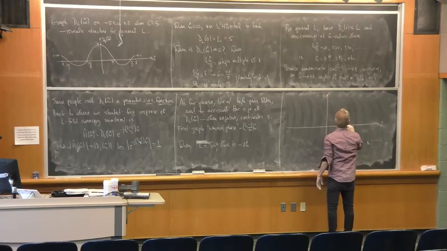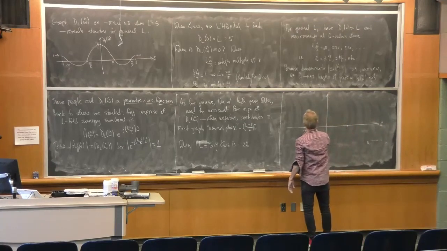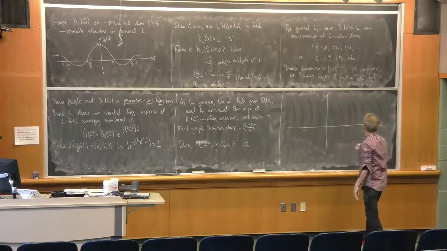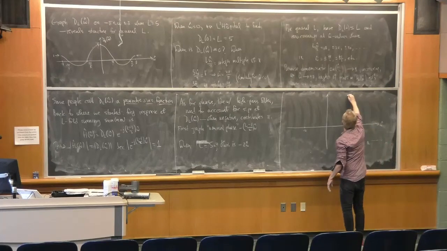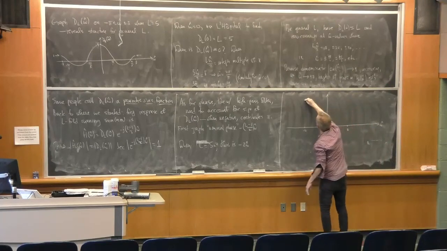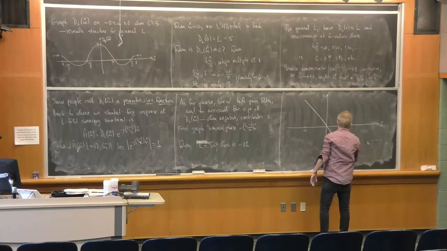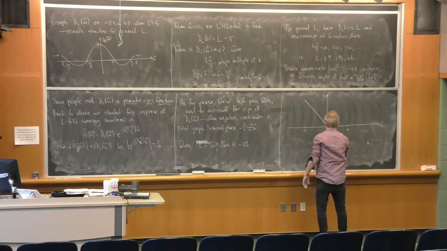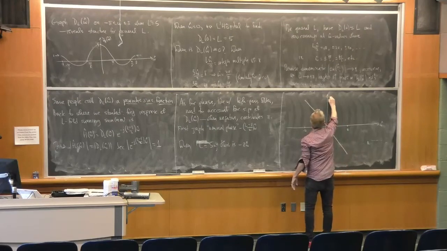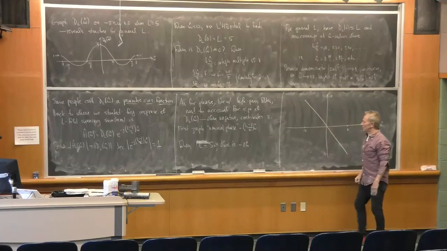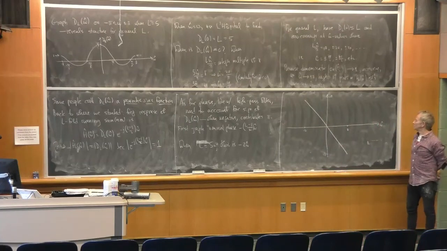All right, so let's graph that versus omega hat. So here's pi, here's minus pi. Is that good? Kinda. Here's 2 pi. So it's going to be minus 2 omega hat. So this is going to be minus 2 pi, and this is going to be 2 pi. All right, so that's the graph of the nominal phase for L equals 5.